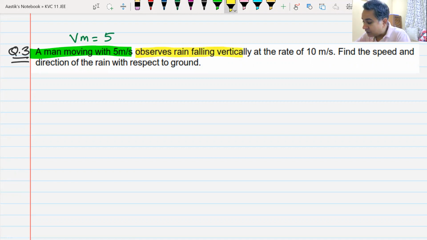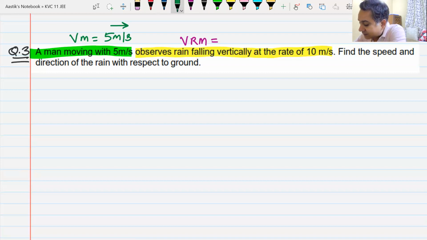Observes rain falling vertically at the rate of 10 meters per second. So when he is moving with 5 meters per second, he observes that the rain is falling vertically. That means this has to be the velocity of rain with respect to man. He is moving 5 meters per second like this, and he is observing rain falling 10 meters per second like this. Do we understand this? Yes or no?